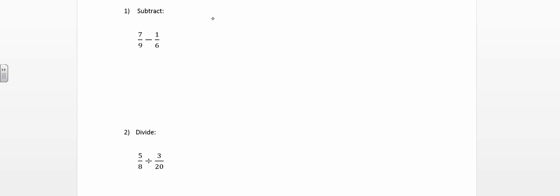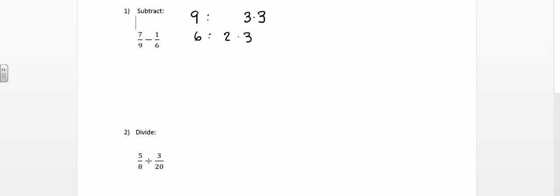So if we take a look, we have 9 and we have 6. These are our two denominators. And to find the least common denominator, let's go ahead and factor out each number into its prime factors. So 9 we can factor out to 3 times 3, and 6 we can factor out to 2 times 3. So to find the least common multiple, you want to take the most of each factor.